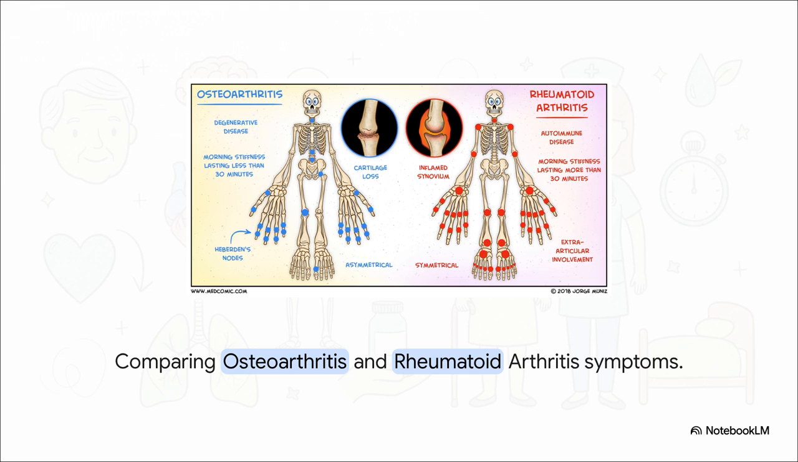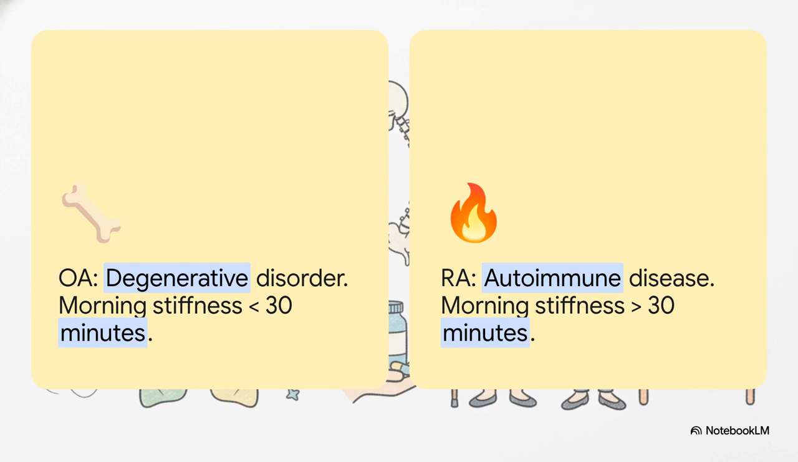OA often hits the hands and the weight-bearing joints asymmetrically, whereas RA tends to be symmetrical and much more systemic. Let's actually break that down into the exact text definitions you need to know. Osteoarthritis is a degenerative joint disorder. And the absolute key time frame here: morning stiffness that resolves in under 30 minutes.